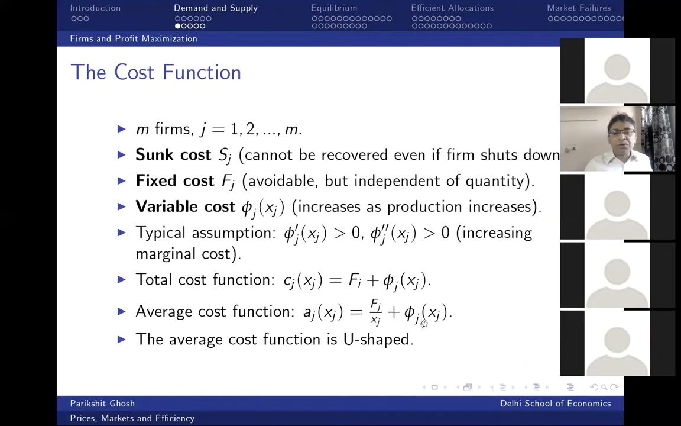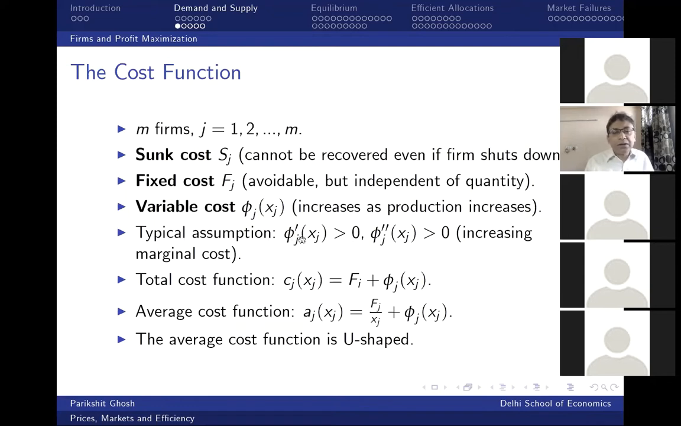There's a few typos here. I'll correct it in the notes. So for firm J, fixed cost is, let's say, F_j. This should be J subscript. And the variable cost will, of course, have to be captured by a function. A variable cost, by definition, is a function of output. So let's say phi_j is that variable cost function.